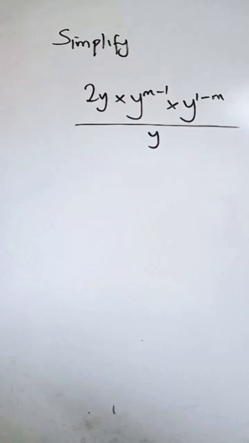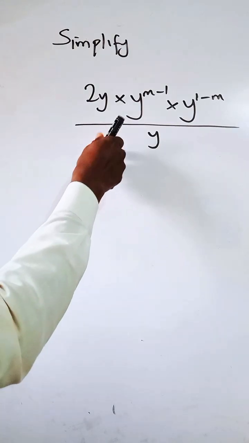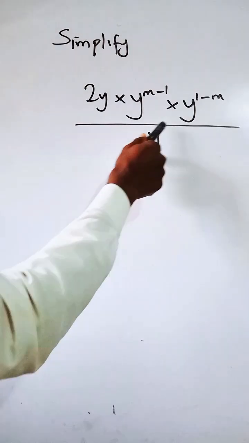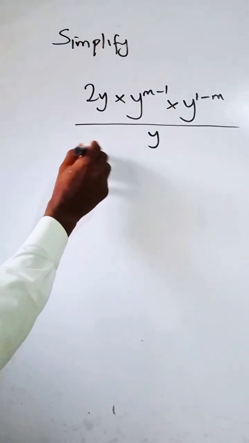Thank you very much. The question says simplify this algebraic expression. So we have 2y times y raised to the power n minus 1, times y raised to the power 1 minus n, over y. So how do we do this? Solution.